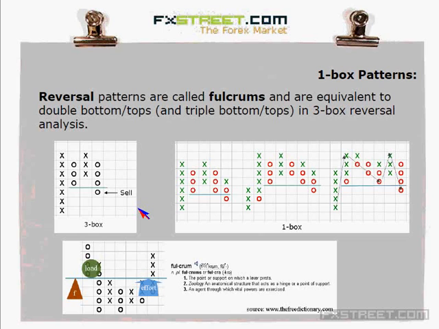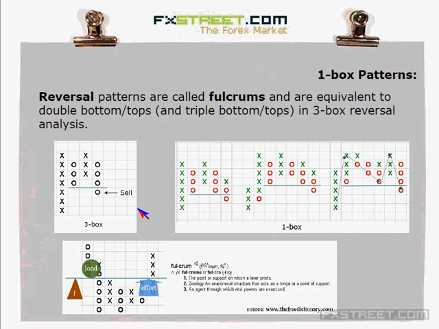Now, in case of the reversal patterns, we started to see the continuation double top and continuation double bottom, and now we come to the reversal double top and double bottom. Okay, the reversal of this basic 3-box pattern, and there are also equivalences in the 1-box version, in the 1-box charting analysis. In the case of a reversal, instead of being called semi-catapults as the continuation, they are called fulcrum.